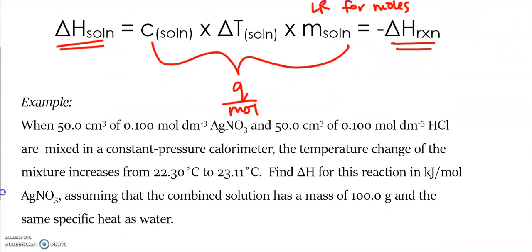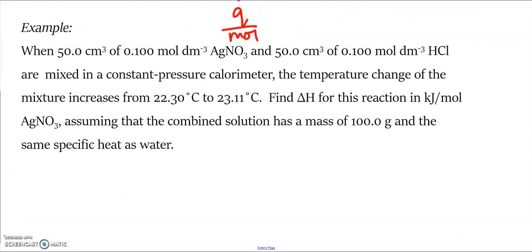All right, so let's do an example problem. It says when 50 centimeters cubed of 0.1 moles per decimeter cubed silver nitrate. So I'm going to label these. Here's a volume, here's a concentration for silver nitrate. And then another 50 centimeters cubed and 0.1, so they have the same concentration, but of HCl. So another volume and concentration are mixed. So here are our reactants in a calorimeter, right?